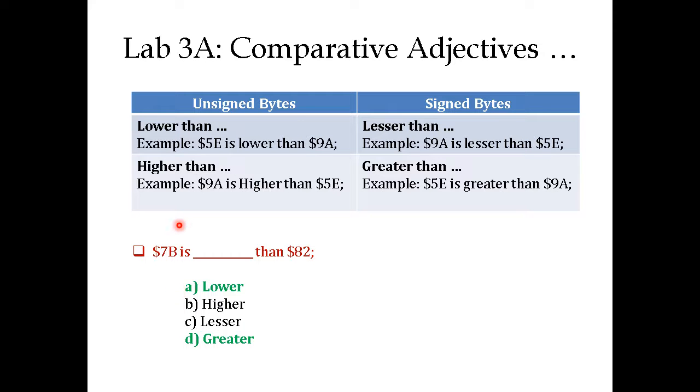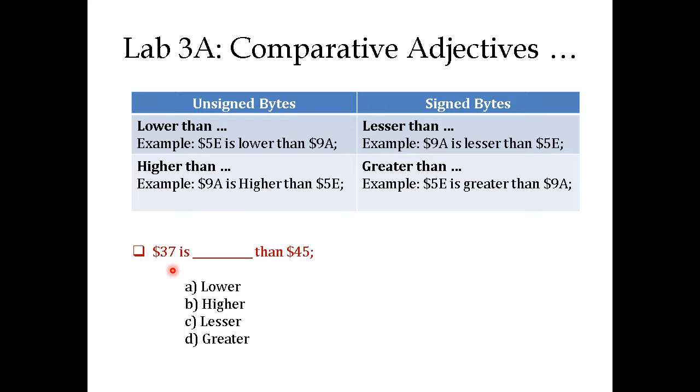If I'm comparing the numbers as unsigned, 7B is lower than 82, right? But if I'm comparing the numbers as signed, 7B is greater than 82. This is really exciting, right? So at the same time, this is lower and greater. Any question? So again, this lecture is from lab 3. If you want to look at the PowerPoint, it's there already, just in case.